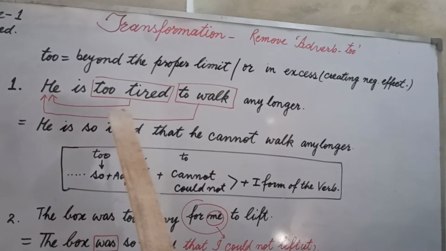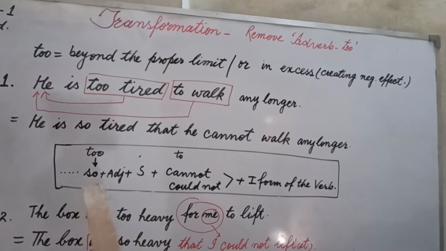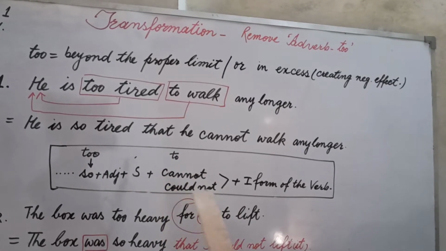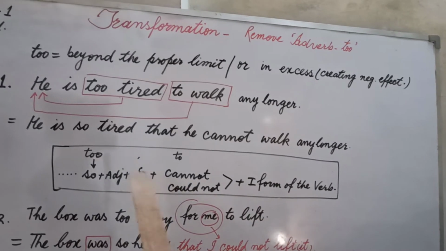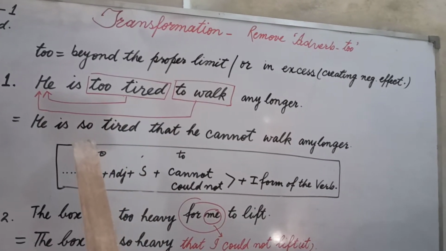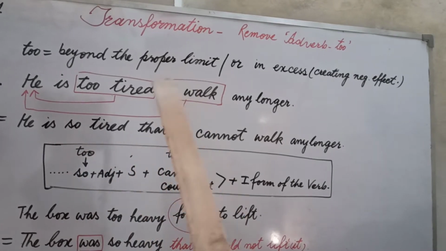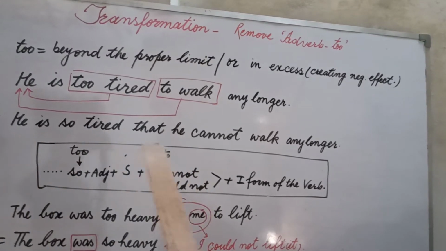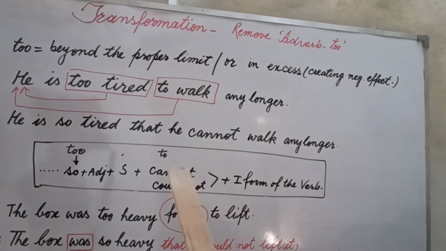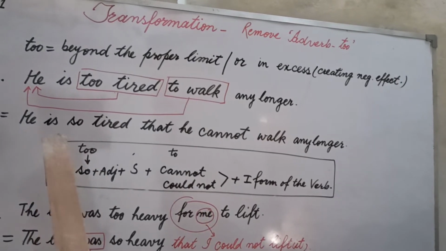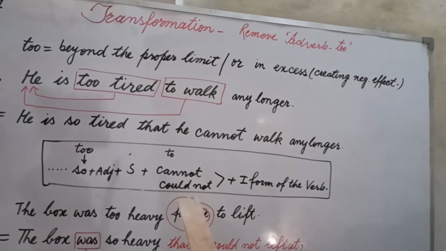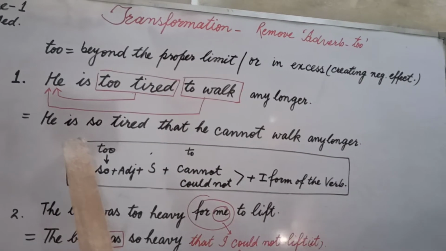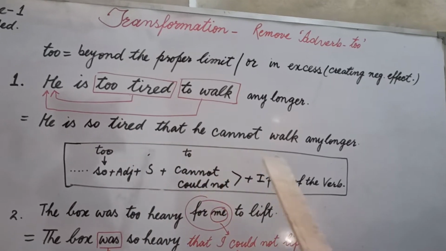In this way, we will change "too" into "so", and "to" into "that" plus these group of words, cannot or could not, plus first form of the verb. This "too" is changed into "so tired", and in place of "to" I put "that" and again the same subject, he, and write cannot or could not. If your verb is in past, we write could not. If your verb is in present, we write cannot. In this way, our answer is, he is so tired that he cannot walk any longer.